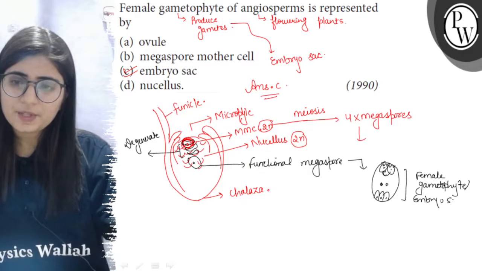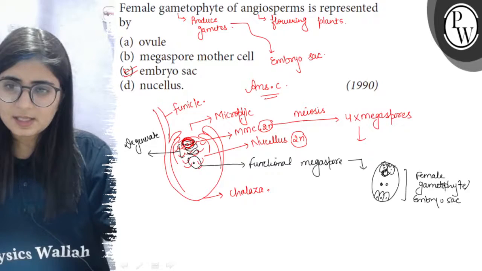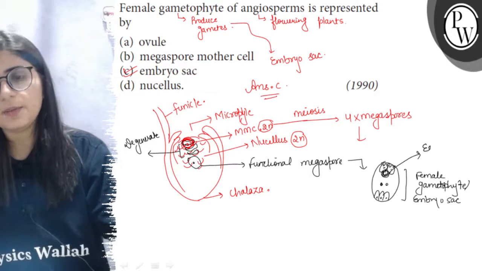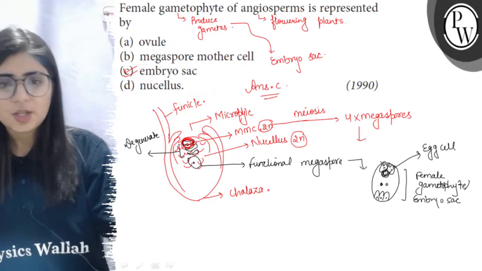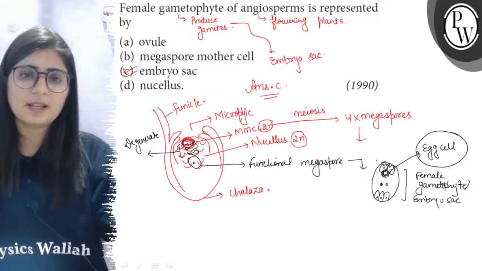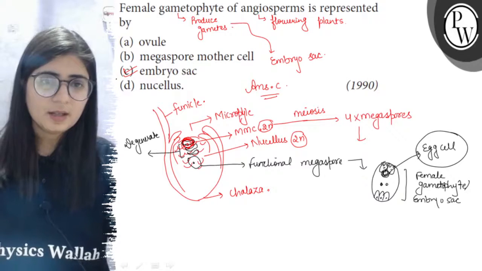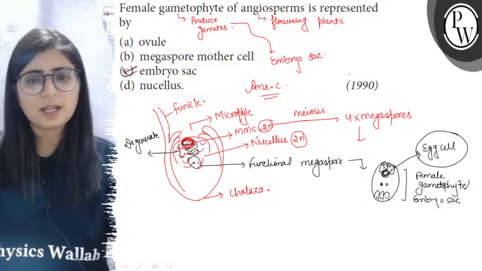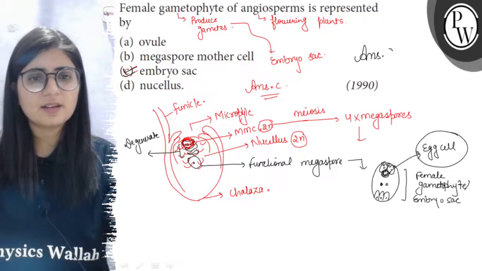This embryo sac has 7 cells, out of which this cell is the female gamete or the egg cell. So as we can see, the embryo sac is forming the egg cell, so it is known as the embryo sac or the female gametophyte. So the right answer is option C.